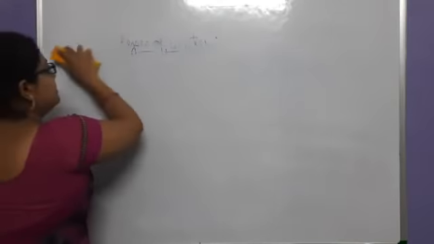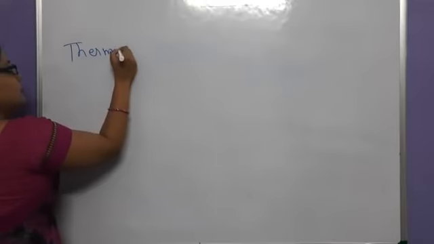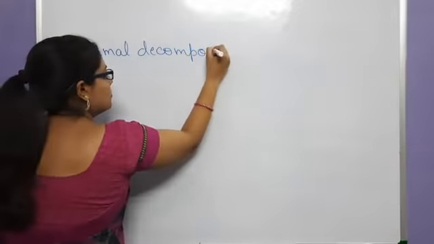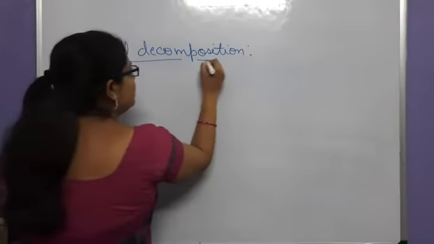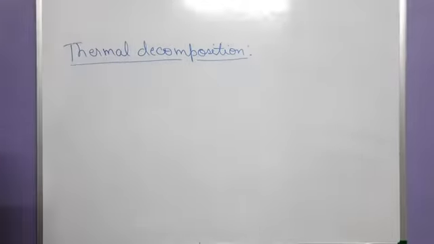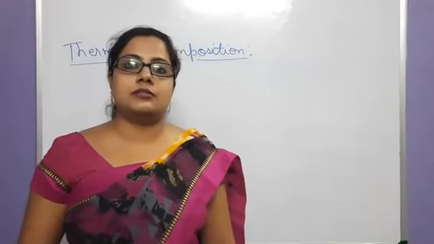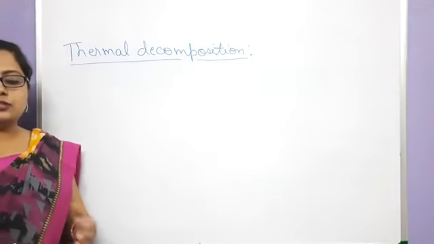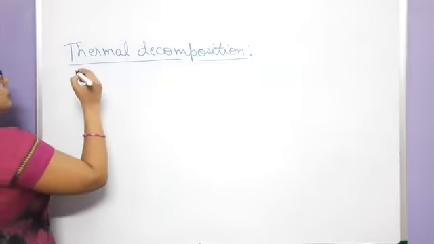Next chemical means is thermal decomposition. From the term thermal decomposition, it's clear it's talking about thermal, that is heat, and decomposition means splitting. So it is the splitting of any substance into simpler substances by passing heat energy. Or you can say the splitting of a substance into simpler substances by the action of heat on it is known as thermal decomposition.